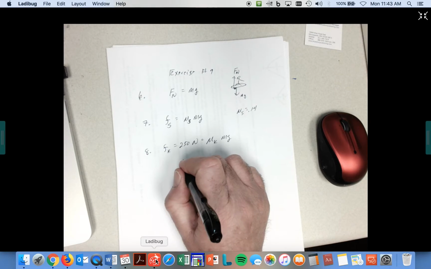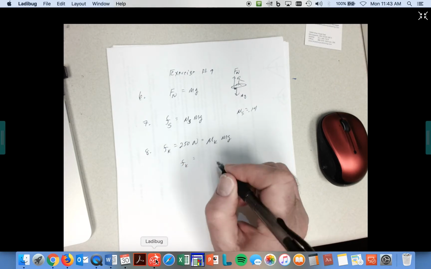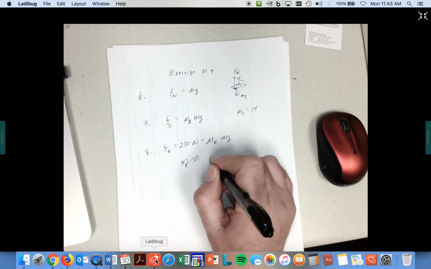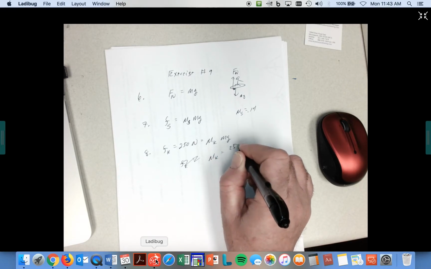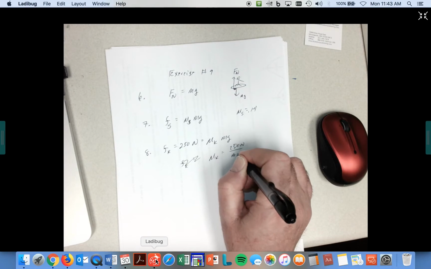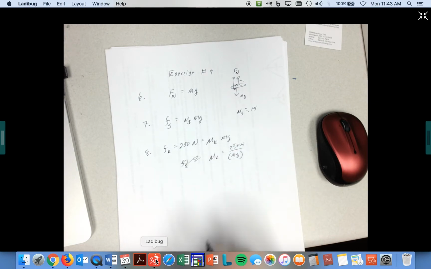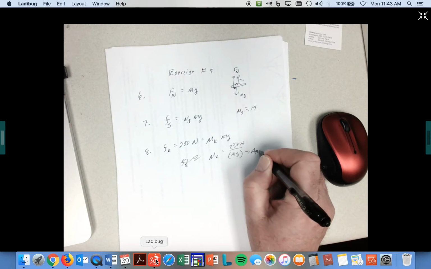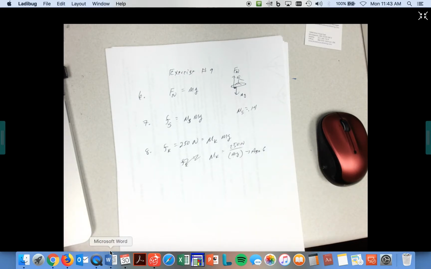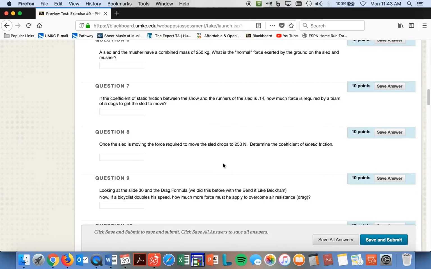So the answer to 8, mu of k, is equal to 250 newtons divided by mg. Now, be careful. If you're not used to doing these things, just carry the answer to 6. Okay? All right. I'm going to have to break this one into two.